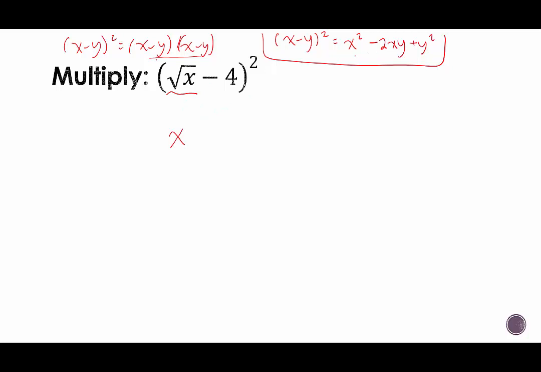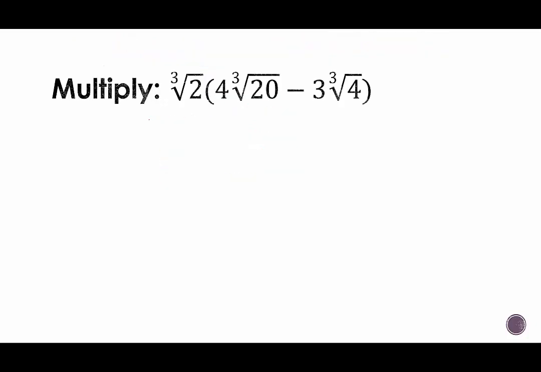Then we have minus 2xy, so minus, then we multiply these two terms together and double it. That's going to give us minus 8 radical x. And then the second term squared, negative 4 quantity squared, is 16. We have no like terms, so this is our final product.